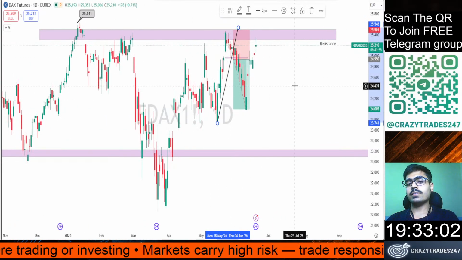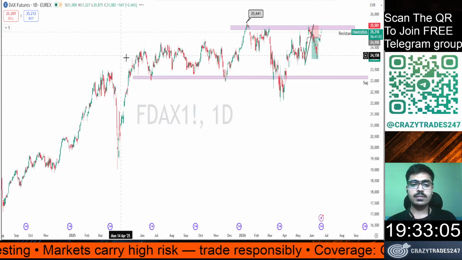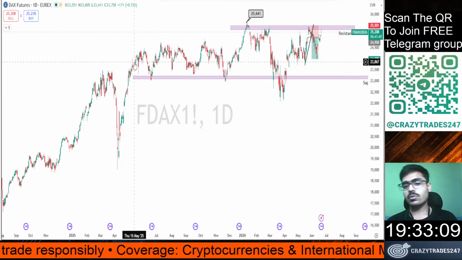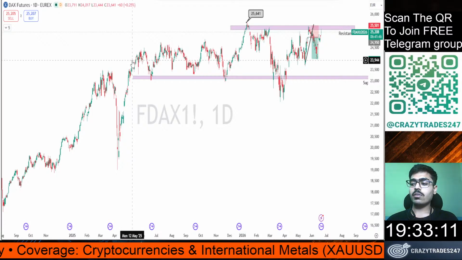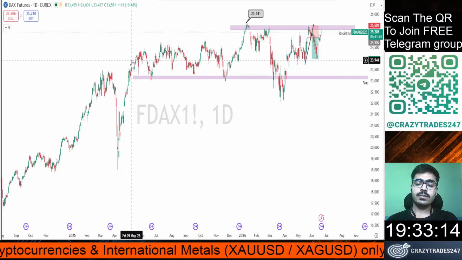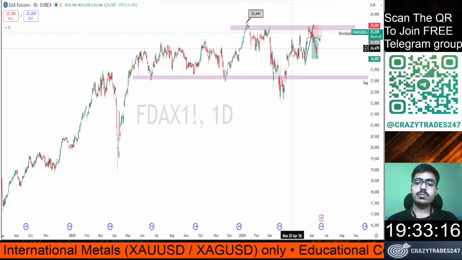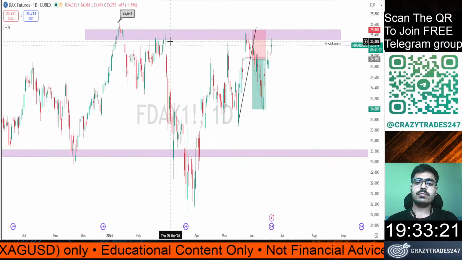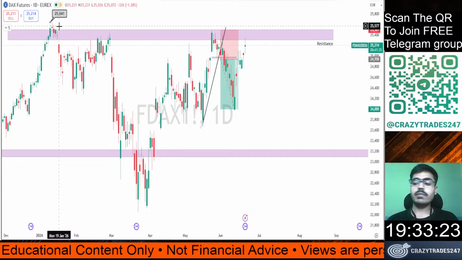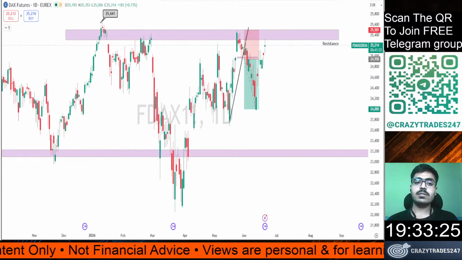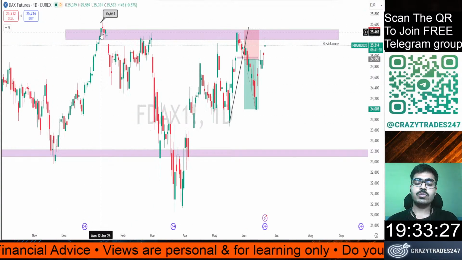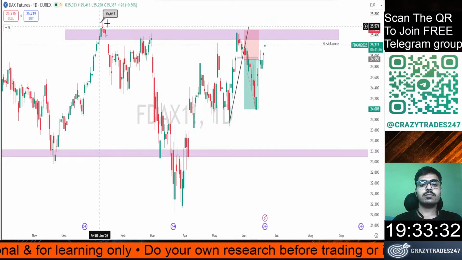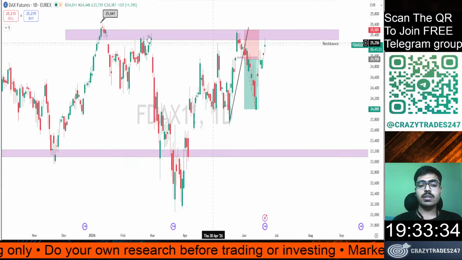Price is in a complete sideways range. You can see it from May 2025. This is June 2026. For more than a year, price has been consolidating in a sideways range. And this is the resistance level that is intact on this price chart from 12th Jan 2026. It's been 6 months, so there is high significance of this resistance level as well.